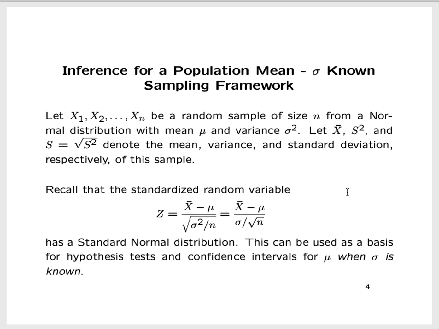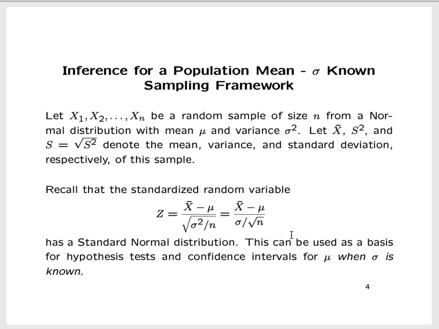Now recall the standardized random variable z, equal to the difference between x bar and the true population mean divided by the standard error of x bar. In particular, remember that the mean of the sampling distribution of x bar is the mean of the population we're sampling from, mu. So what we're doing here is subtracting off the mean of the sampling distribution of x bar and then dividing that difference by its standard error.